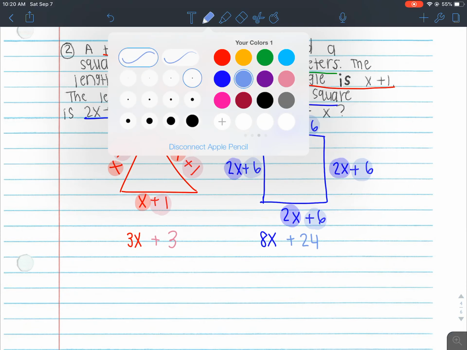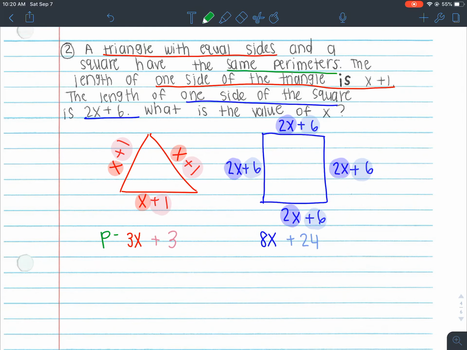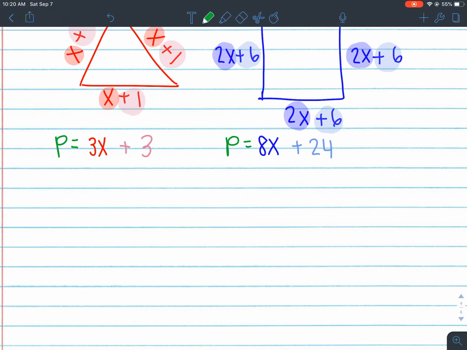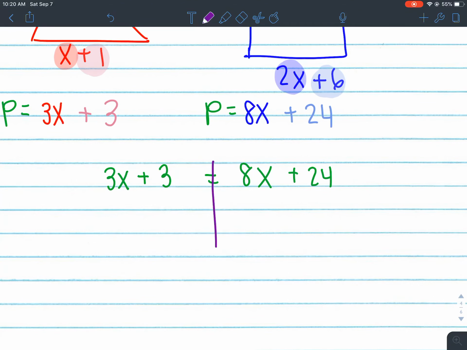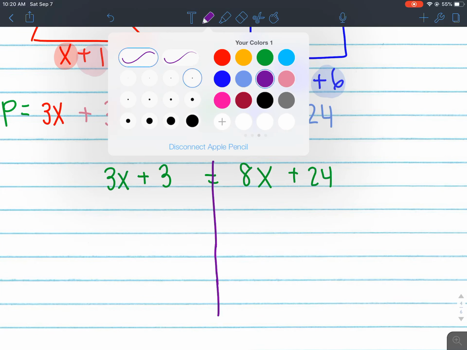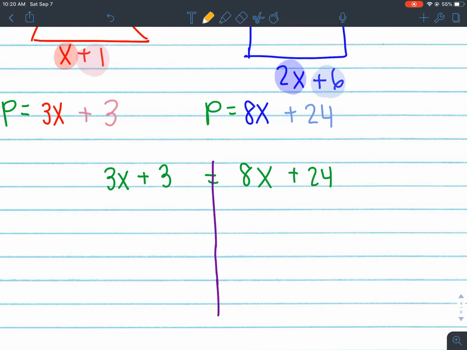But I know that they have the same perimeters. So the perimeter of that one and the perimeter of that one are going to be equal. So I have 3x plus 3 equals 8x plus 24. And it says, what is the value of x? So I'm going to solve for x, and I'm going to get all of my variables, again, on the left side. So I'm going to begin by subtracting 8x on both sides.